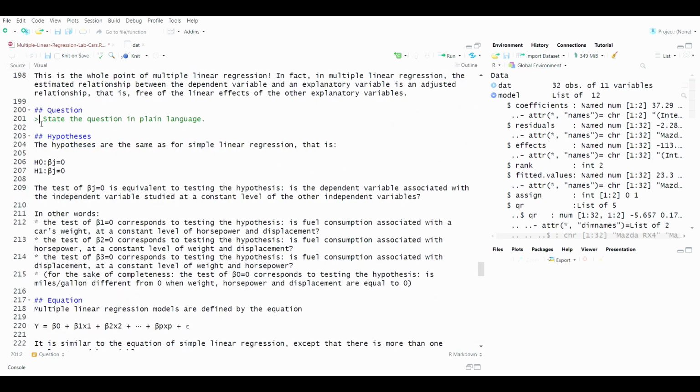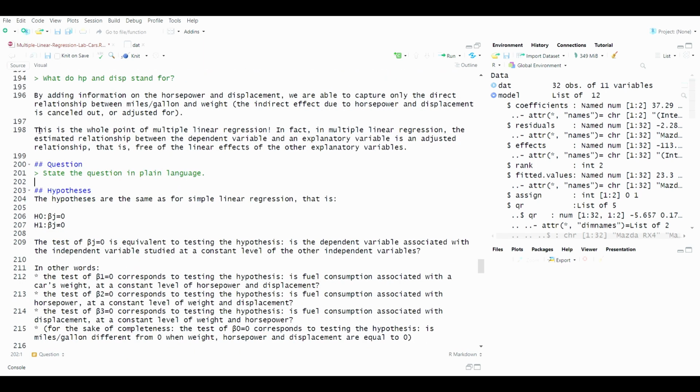Scroll down to the question. State the question in plain language. How would we state the question that we want to ask using these data? Think about it and write a good answer in a complete sentence.